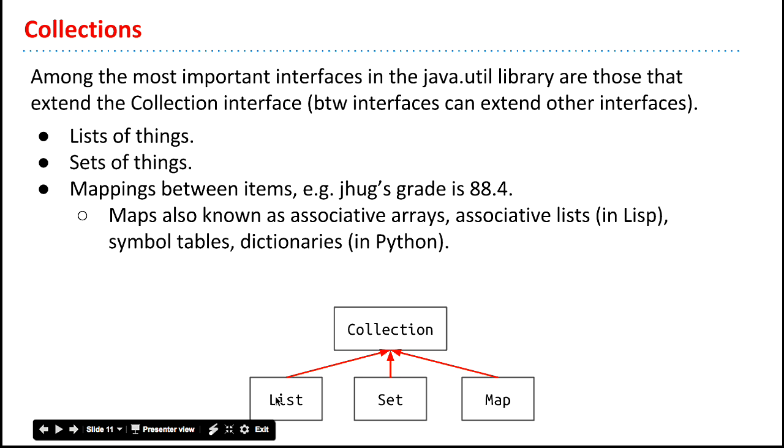Like a list keeps track of a list of things, just like we built in class. A set, something like you've seen in other languages maybe. And a map is like a Python dictionary. And so the Python dictionary might let you, for example, a map will let you do something like, say, JHug's grade is 88.4. So it lets you associate values with keys, as they say. And so maps are also known as associative arrays, or associative lists, or symbol tables, or dictionaries, or other things.